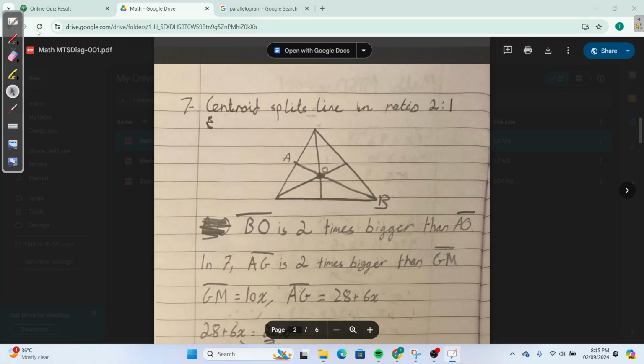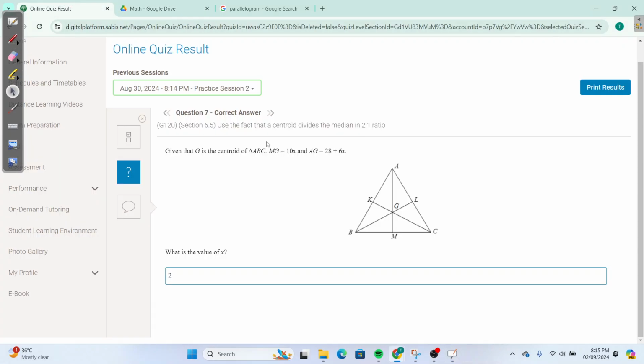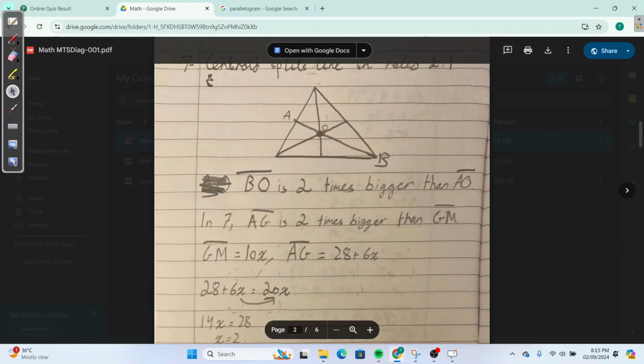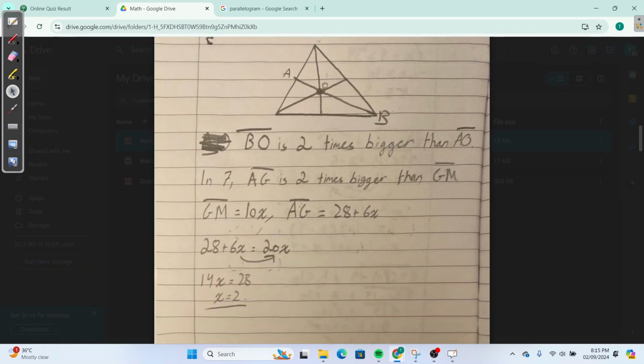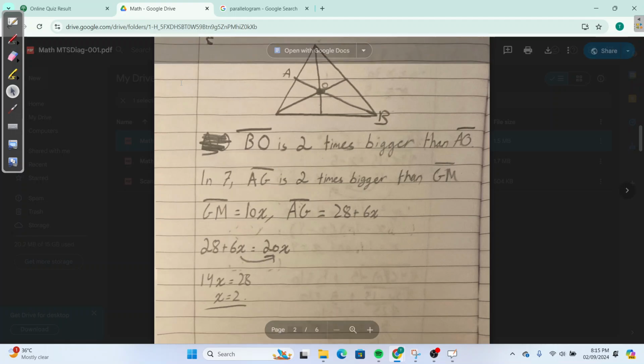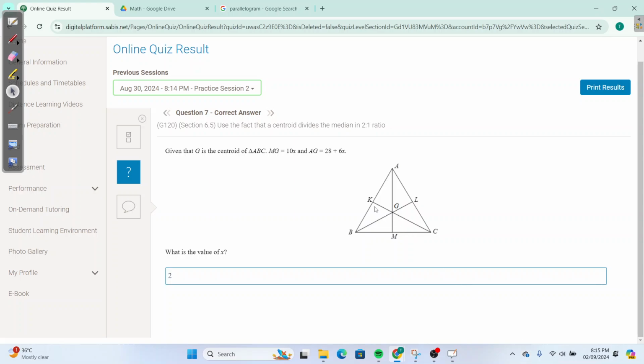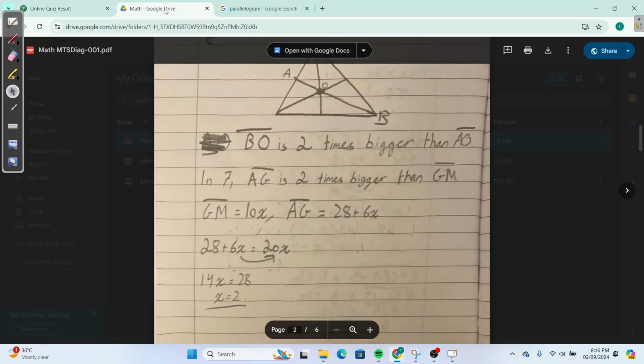So now we apply that rule of the centroid here. They gave you the value MG equals 10x, which I wrote here as GM, MG, same thing. In question 7, AG is 2 times bigger than GM. As you can see, AG is the big line. Okay, AG is the big line, and GM is the smaller line. So AG is 2 times bigger than GM, or MG.